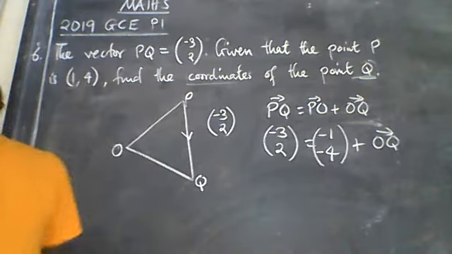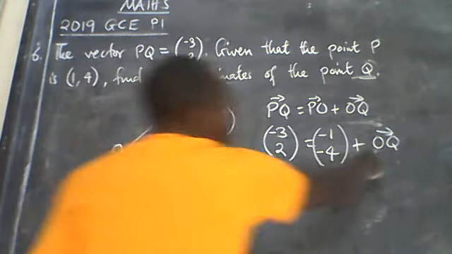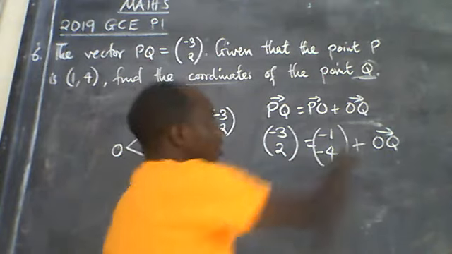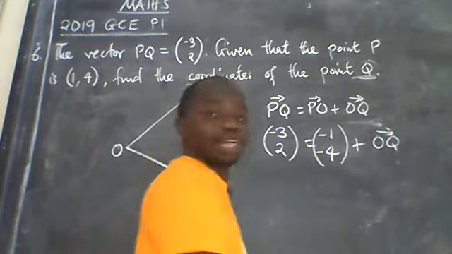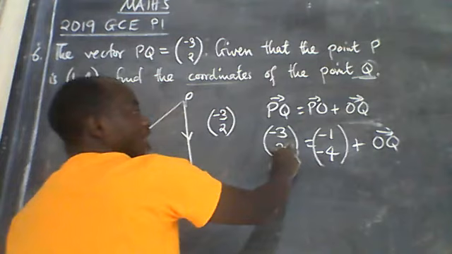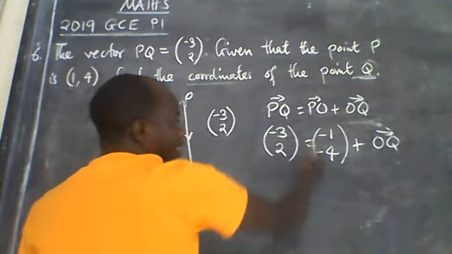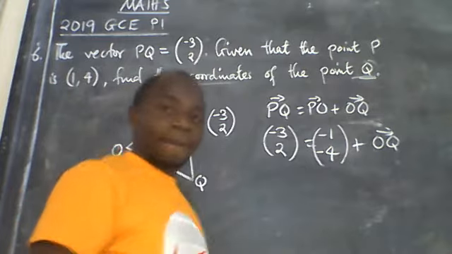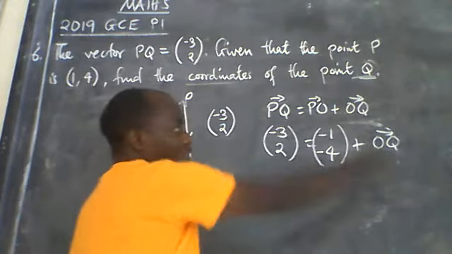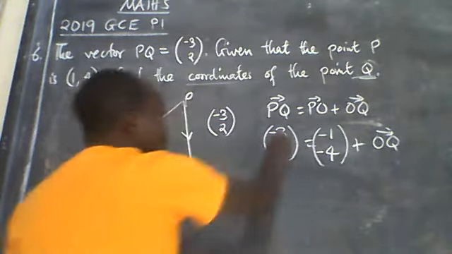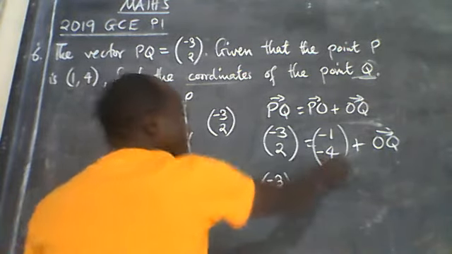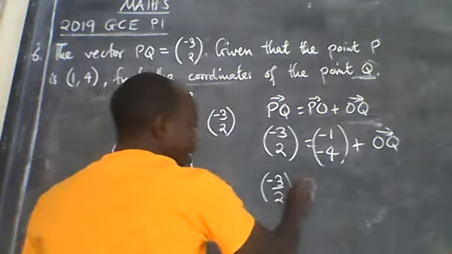Then to get my OQ, it's just a matter of rearranging so that I remain with OQ on this side. Meaning this will go on the other side. This side here is positive, so when it crosses the equal sign, that becomes minus. It's more like an equation here. So we have negative 3 over 2 here. Then this crossing the equal sign, we have minus here.